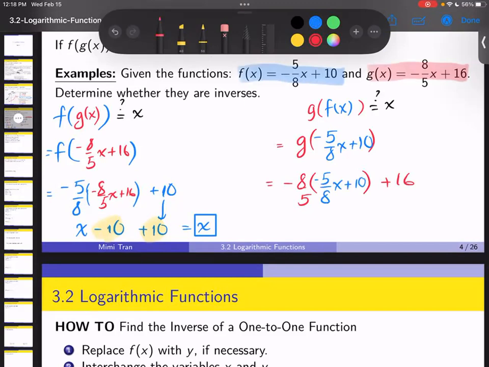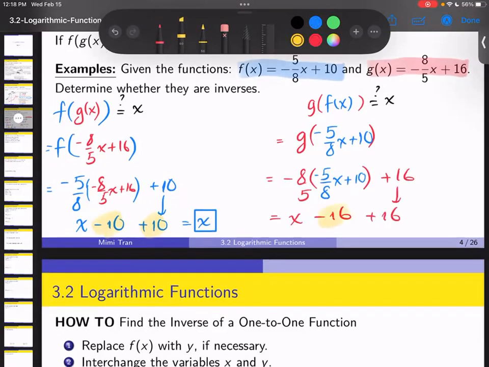Negative 8/5 times negative 5/8 is 1, so x. Negative 8/5 times 10: 10 divided by 5 is 2, and 2 times negative 8 is negative 16. Bring down that positive 16 as well. So the final answer is x. Are f and g inverses of one another? Yes, right? Good. They both equal x.